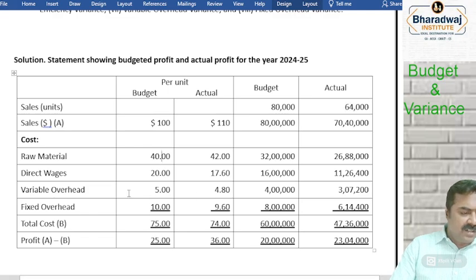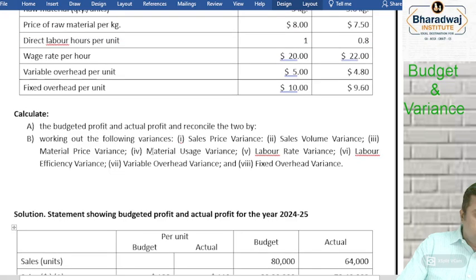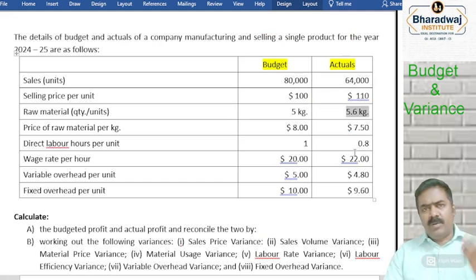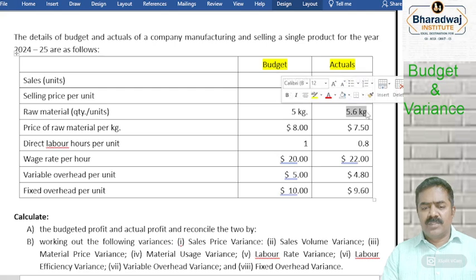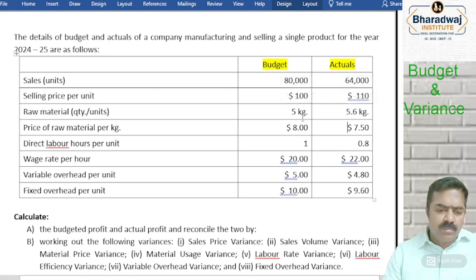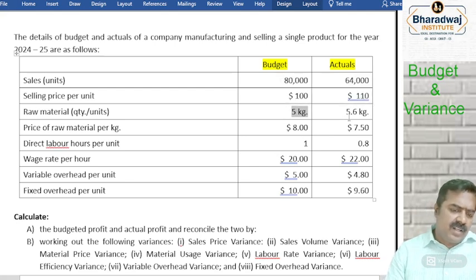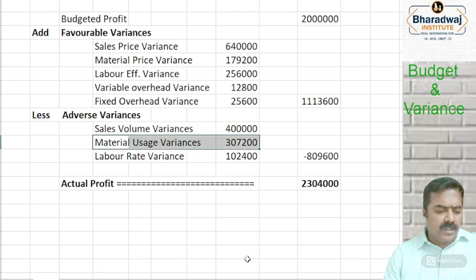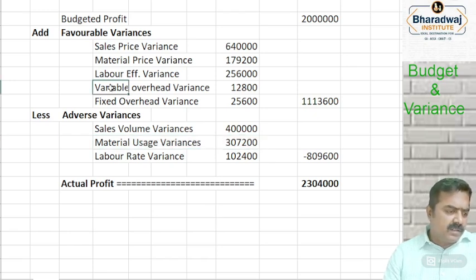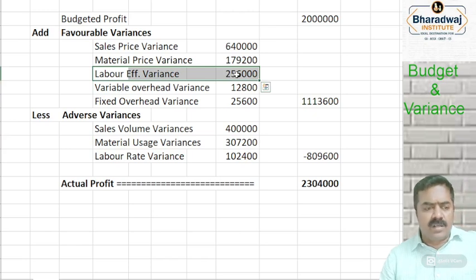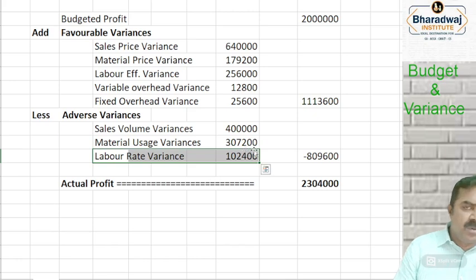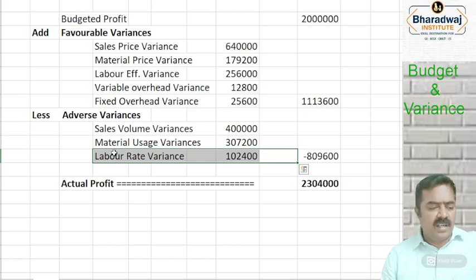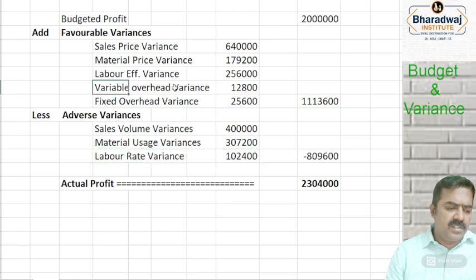You prepared a budget with, for example, raw material 5 kg, but we used 5.6 kg. Maybe the quality of the raw material is poor, we have to consume more. Or the planning itself was wrong. We cannot reduce below 5.6 kg. Like that, the material or production department will explain. Labor, no problem. Efficiency wise, the workers are doing good, but the rate we paid more. That has to be explained. Why are you paying more rate? Maybe the HR department would say, yes sir, we pay more rate, their efficiency is more.